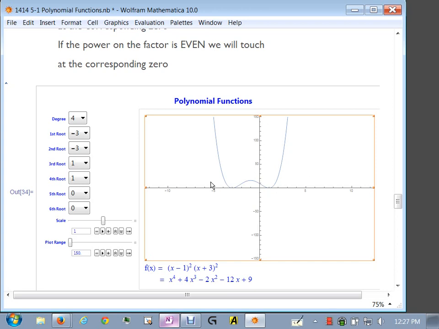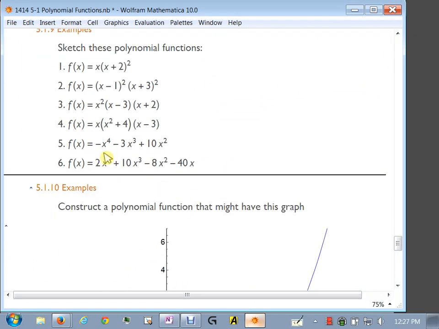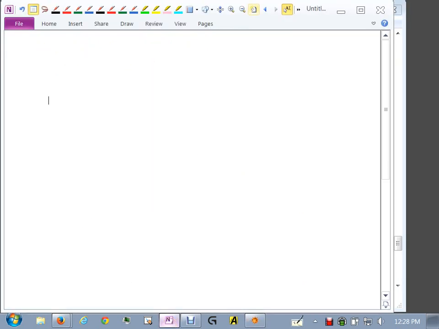There's about 13 minutes left. I have enough time to maybe do another one. I'm going to do one that's not factored. So let's do, which one do you want here? 5 or 6? 6? Okay. I didn't really make them in order of difficulty. 6, so we have the function f of x equals 2x to the 4th plus 10x cubed minus 8x squared minus 40x.